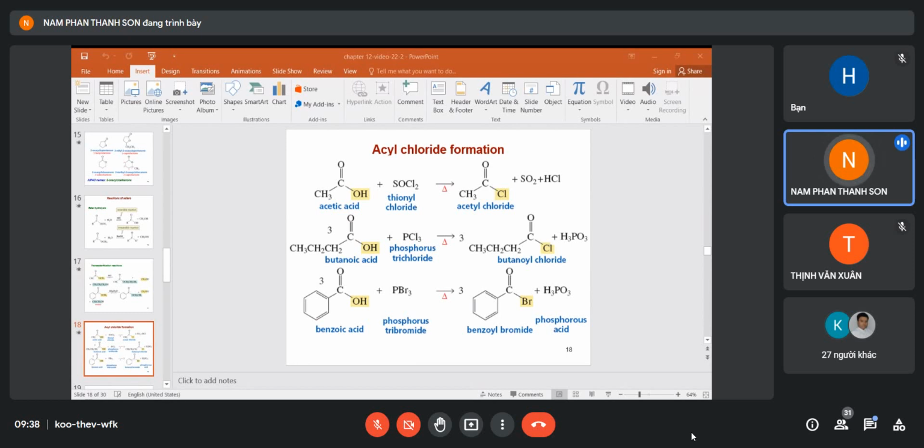Let me ask you something. Lý Quang Vinh. Yes, teacher. Okay, can you tell your friend what can we do with COCl? For example, acetyl chloride. This acyl chloride can react with what? For example, CH3COCl, what can we do with that?